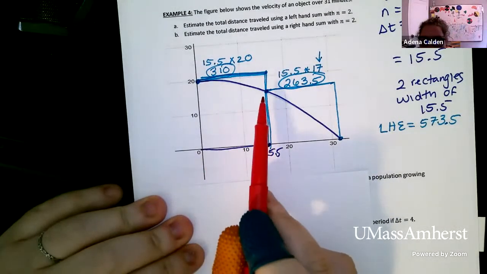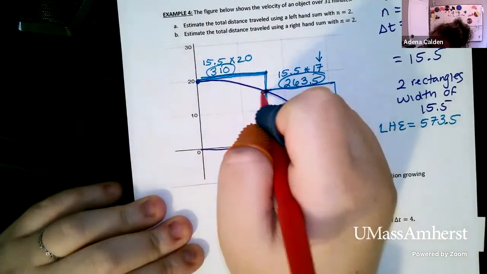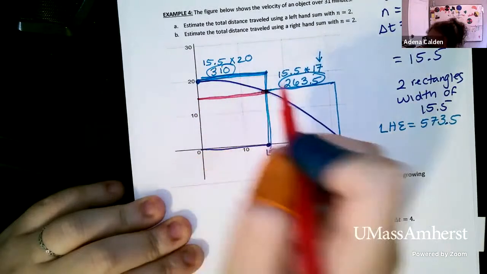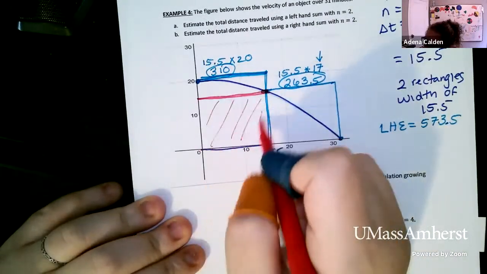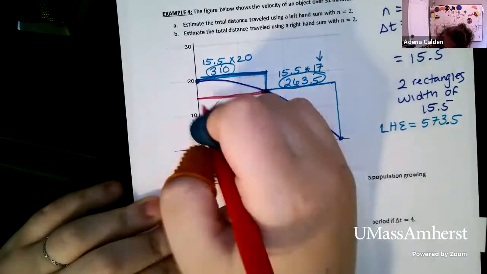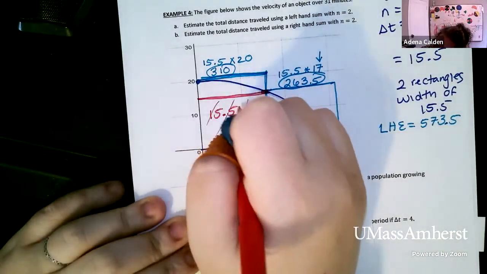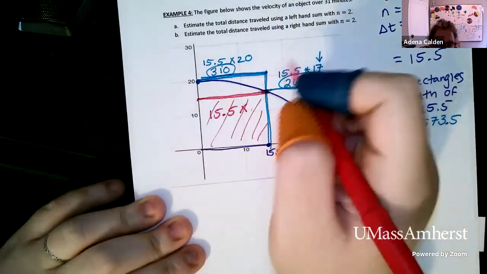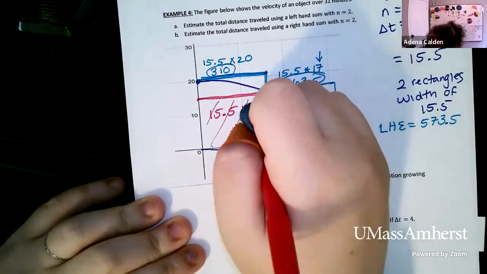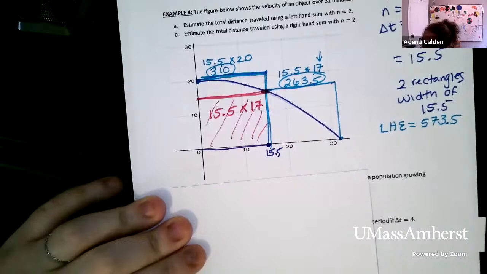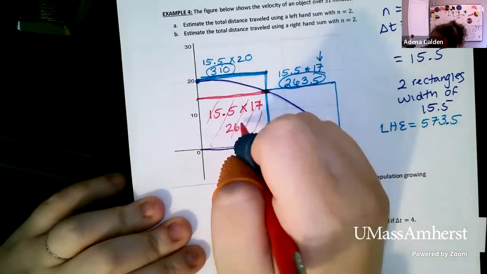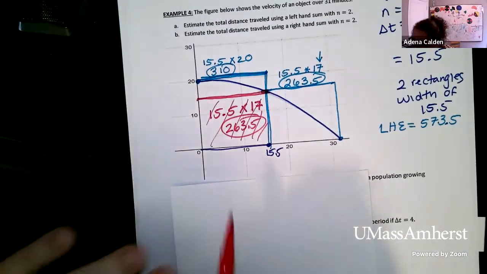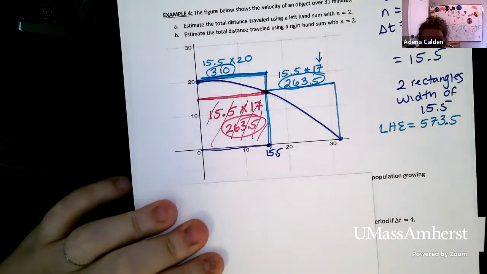I'm going to use the 15.5 to give me my height of my first rectangle. Okay. So now, when I think about that, I'm going to do 15.5, which is my width, times, again, I'm using 17 because that's what I approximated this to be, but you may have used 15 or something near there. That's fine. So when I multiply those together, I get 263.5. So that means that my right-hand approximation for the first rectangle is 263.5.